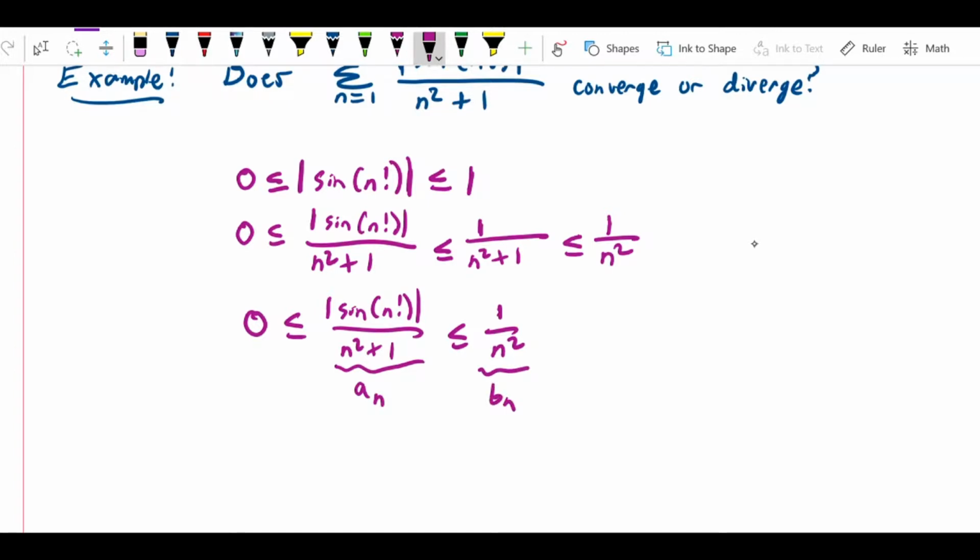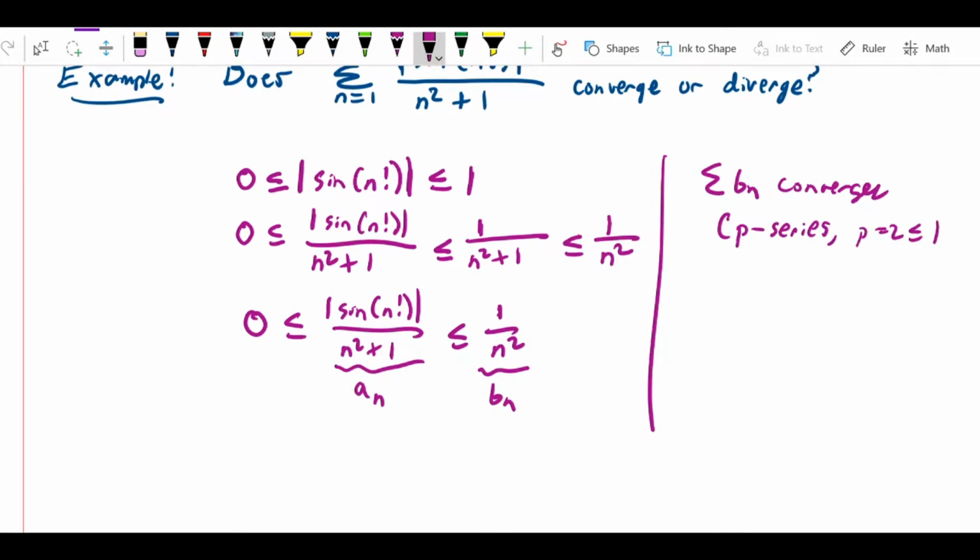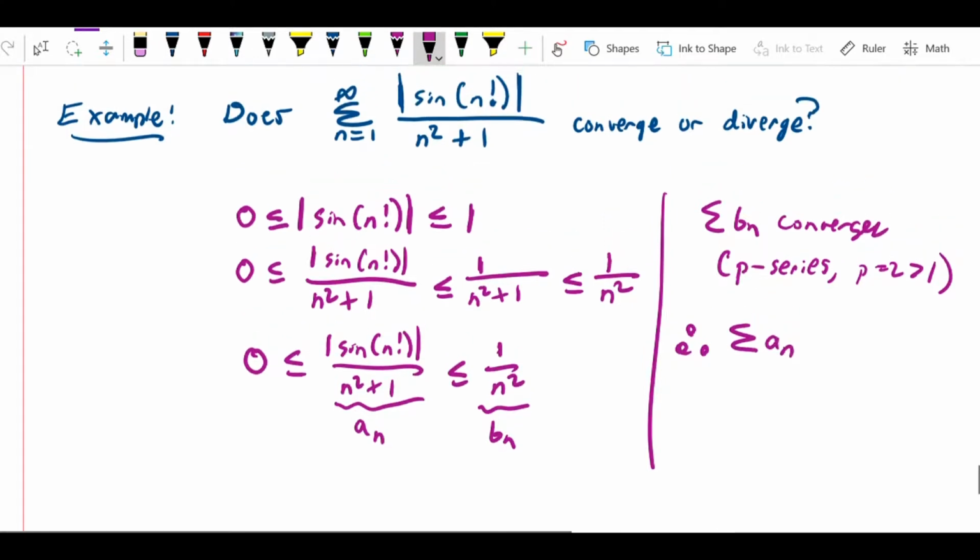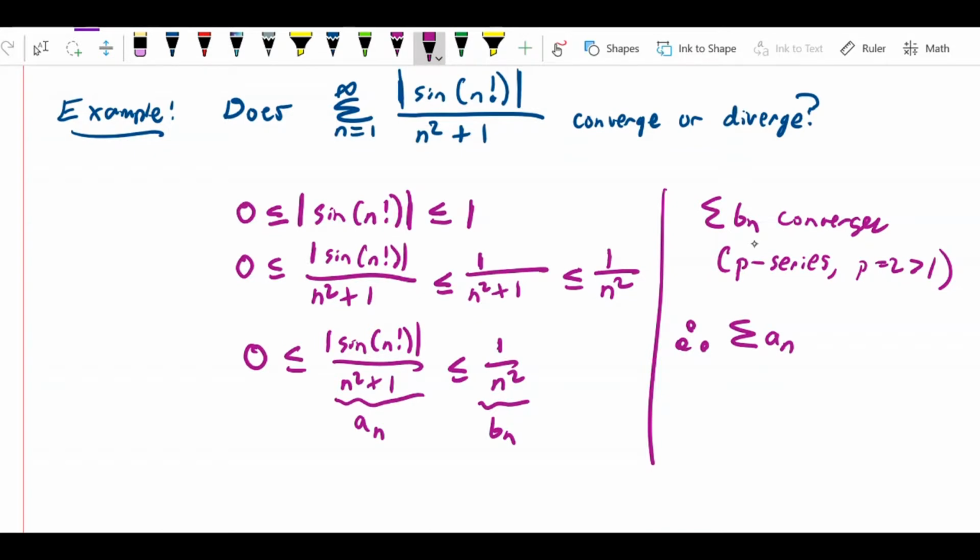What I can now argue is that the sum of bn converges. Why? Because bn is just 1 over n squared, which means that it's a p series with p equals 2, which is greater than 1. So it converges, and we can say therefore the sum of an, which is the given series, converges as well. Note that here I've defined an to be that sequence. The series that I was given in the problem is the sum of an.